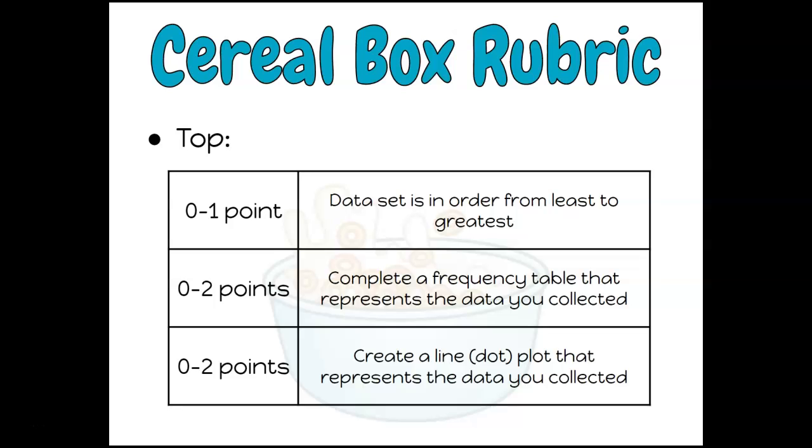On the top of your cereal box, the data set is ordered from least to greatest. You're going to complete a frequency table that represents the data you collected. Create a line or a dot plot that represents the data you collected. We will go over these two since these are kind of review for this year before you are required to do that. So I'll have a little mini lesson on how to create both a frequency table and a line plot.